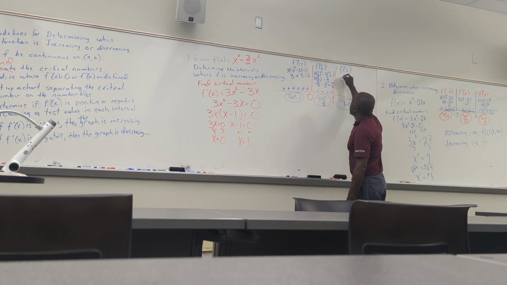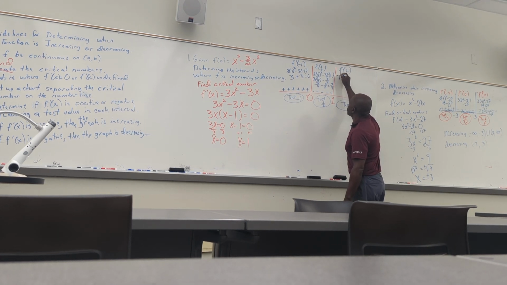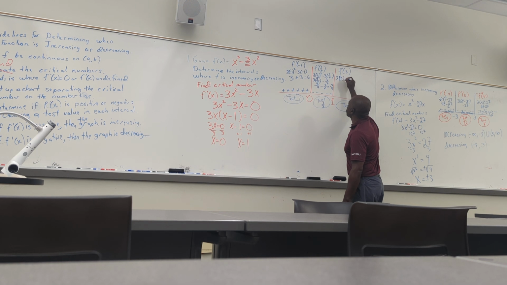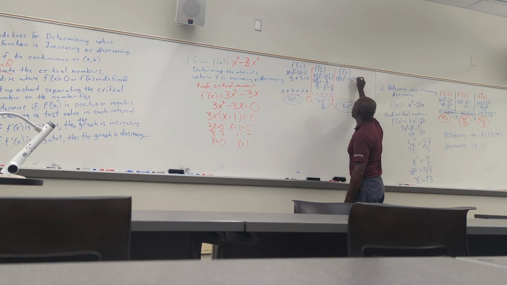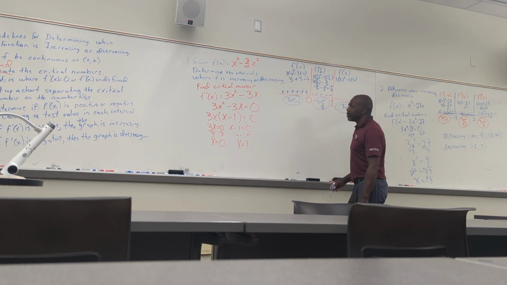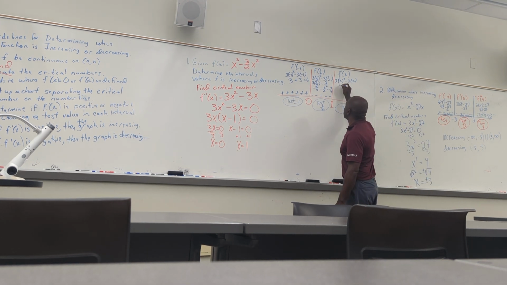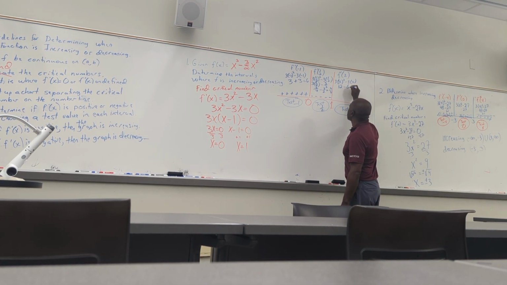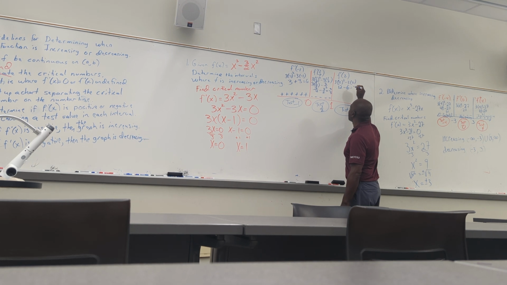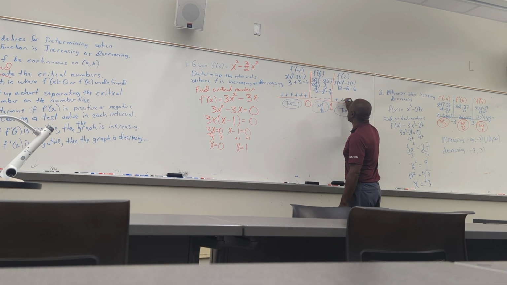Now I have to find f prime of 2, which is 3 times 2 squared minus 3 times 2. And what's 2 squared? 4. And 3 times 4 is? 12. So that's 12 minus 6, which is 6. So over here is what?